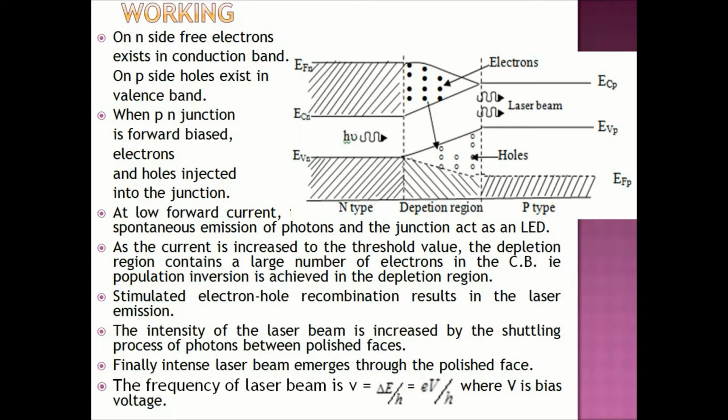Now as the current is increased to a threshold value, the depletion region contains a large number of electrons in the conduction band. Hence the population inversion is achieved in the depletion region. If the number of electrons in the conduction band is more compared to the valence band, then population inversion is achieved.